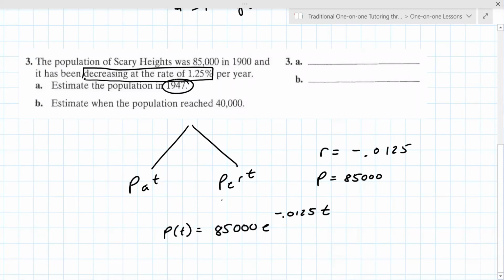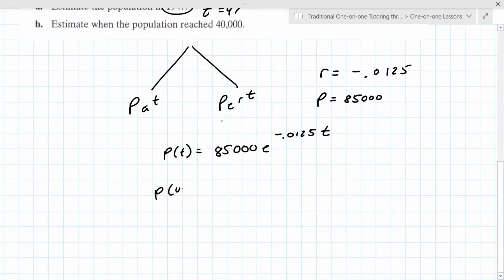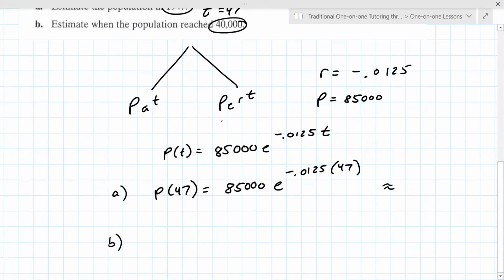So we want the population in 1947. So that's t equals 47, because 1947 is 47 years after 1900. So we want P of 47, which is 85,000 e to the minus 0.0125 times 47. That's why I asked if there's a calculator problem or not. And you get some number there. That's part A.